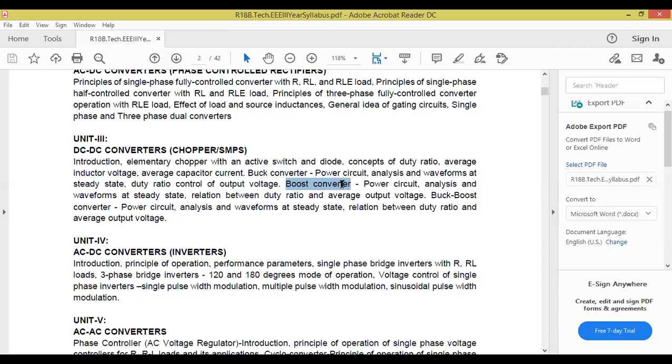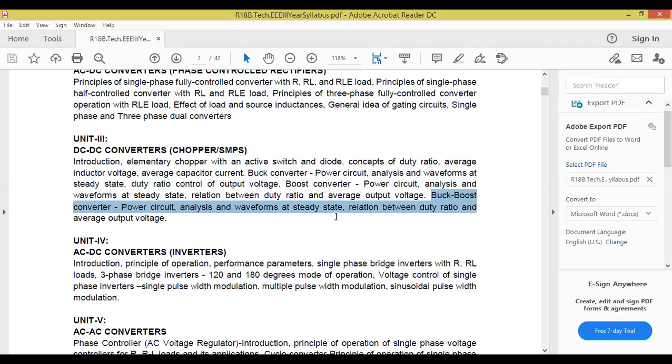Next chopper is the boost chopper, step up chopper. The formula we also know: V naught equals input voltage into 1 by 1 minus del, and the expressions, the derivation we have done. Next chopper is buck boost, which is nothing but the step up down chopper. We have also done the derivation, energy stored equals energy released. What is the expression for the step up down chopper? Output voltage equals input voltage into del by 1 minus del.